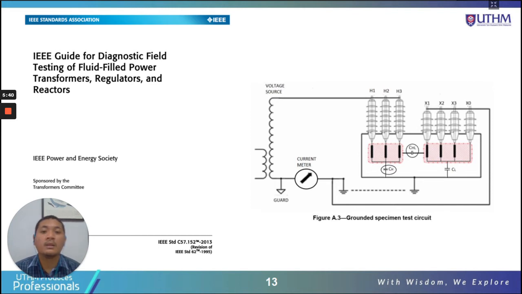For example, what I want to show you here is Figure A.3. This is taken from the standard. This is how you do the connection to test the transformer. You can use this to test tan delta. This is the tan delta test connection, taken from the standard. So follow the standard on how to do the connection.